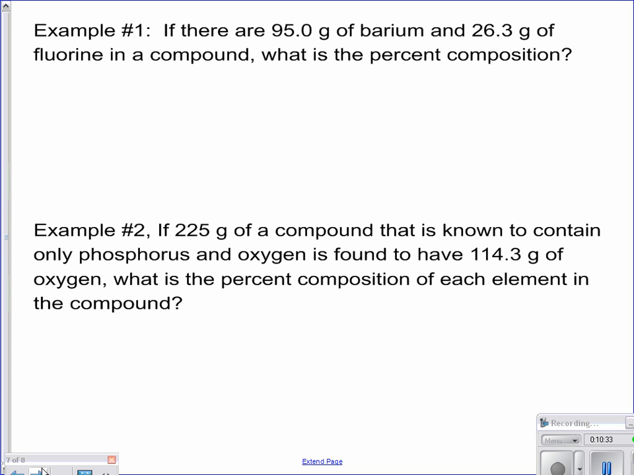So our first example says, if there are 95 grams of barium and 26.3 grams of fluorine in a compound, and you have to assume that's all that's in that compound, just those two things, what is the percent composition? So I'm going to start with my barium, and I'm going to say I have 95 grams of my barium.